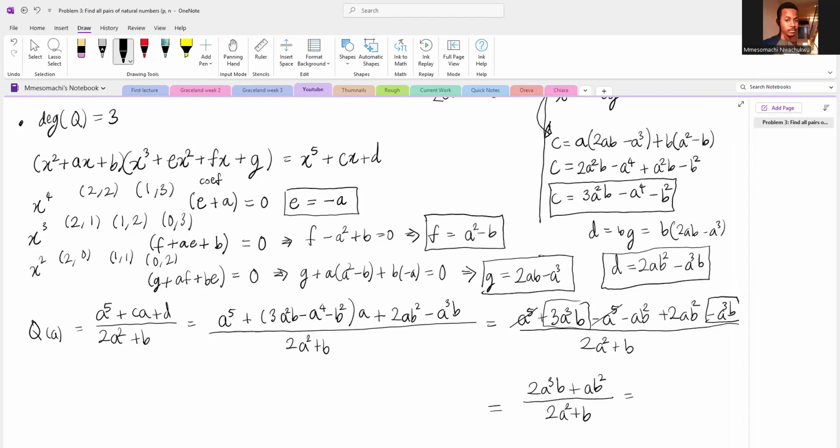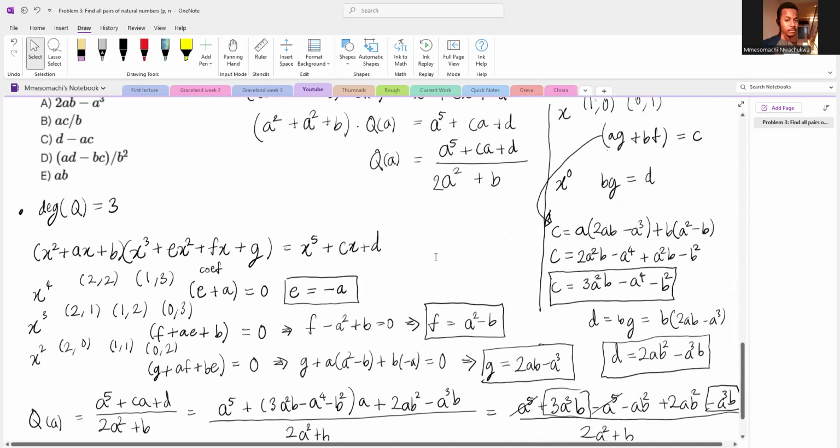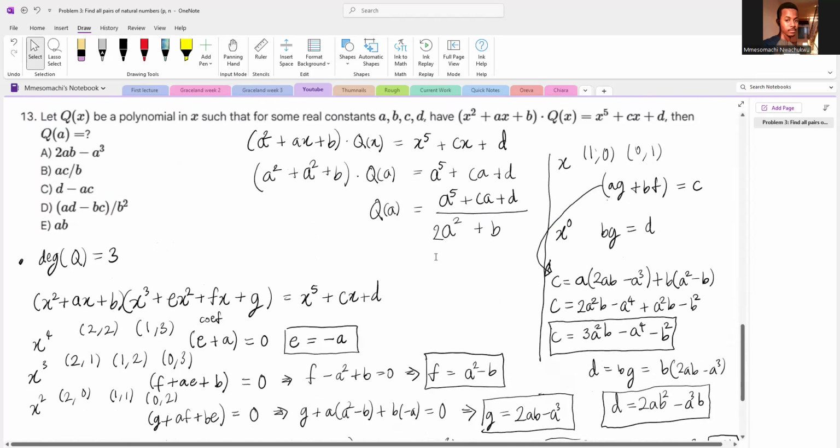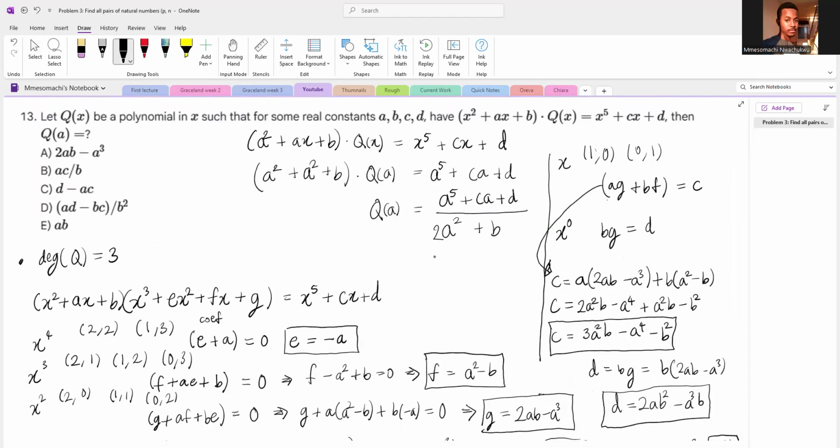So this numerator can be simplified further. We can factor out AB, and this will be AB times 2A squared plus B, all over 2A squared plus B. So this cancels this, and we have this is equal to AB at the end of the day. We saw a lot of things canceled out, and we have a simple expression at the end, which is AB. So AB is option E.